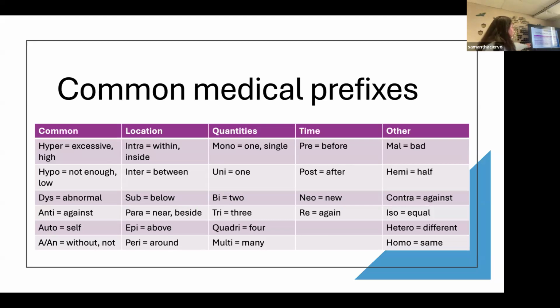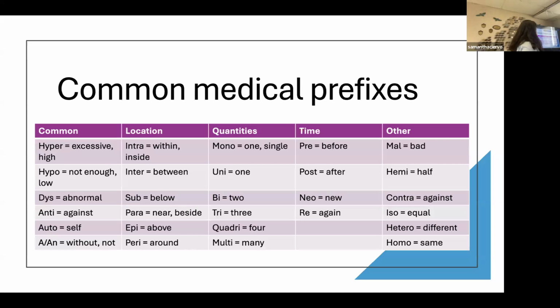Okay. And then para means near or beside. So like the parathyroid is near the thyroid. That's another organ that's near the thyroid. We have epi, above, and peri, around. Like pericarditis is inflammation around the heart. So you see how we start to piece apart what complex words actually mean.